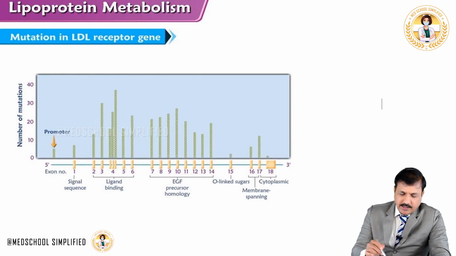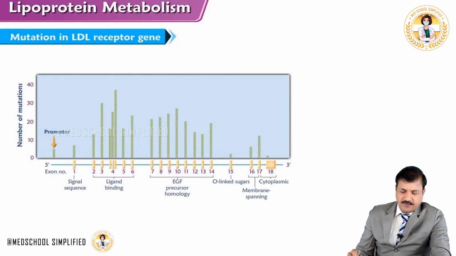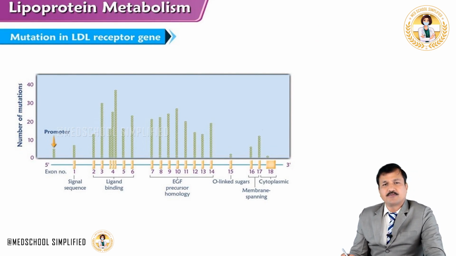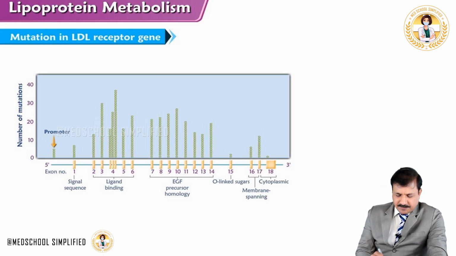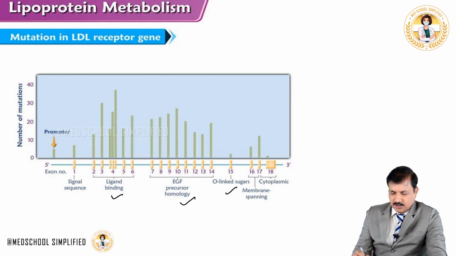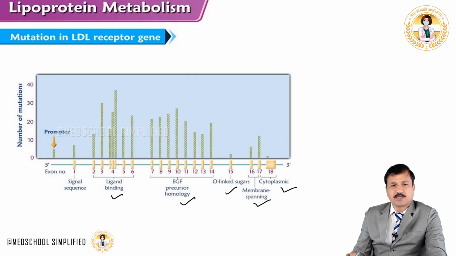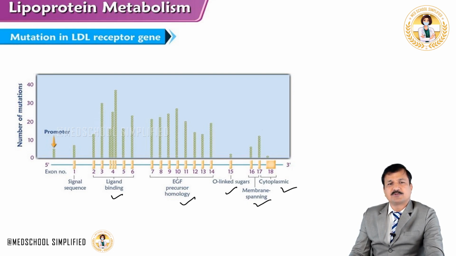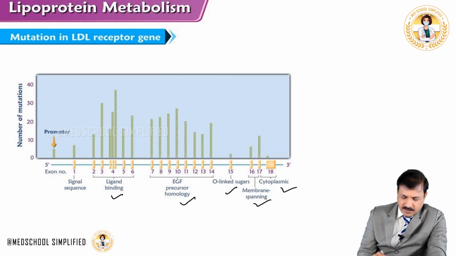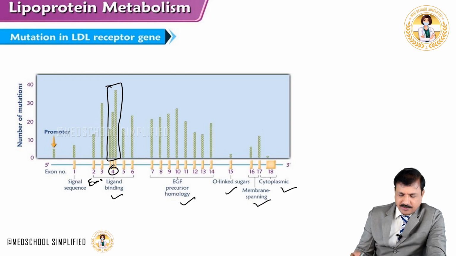Now when it comes to LDL receptors, the gene for LDL receptor, there can be a number of mutations seen in the LDL receptor gene. As you know, the LDL receptor has a ligand binding domain, EGF precursor homology domain, O-linked sugar domain, membrane spanning domain and cytoplasmic domain. In each of these domains, there can be a mutation in specific exons. Like in the ligand binding domain, as you see, exon number 4, these numbers are exons, exon number 4 here especially. Look at the number of mutations in the ligand binding domain and exon number 4.